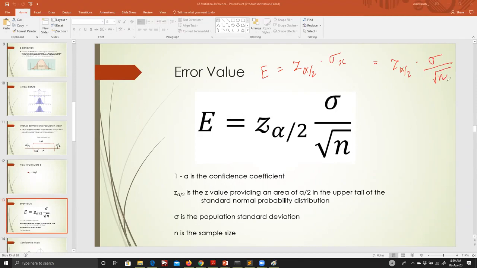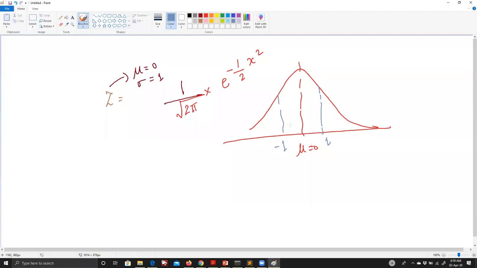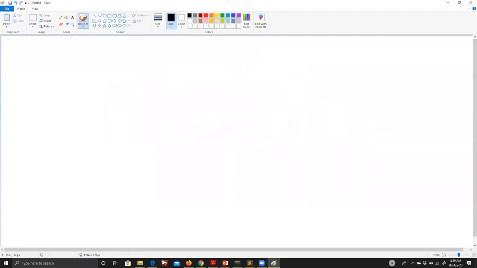So 1 minus alpha is the confidence coefficient, z alpha by 2 is the z value providing an area of alpha by 2 in the upper tail of the standard normal probability distribution. Okay, first let me explain all these tails and whatnot, because otherwise it becomes very confusing after a while. So let's draw a normal distribution once again.